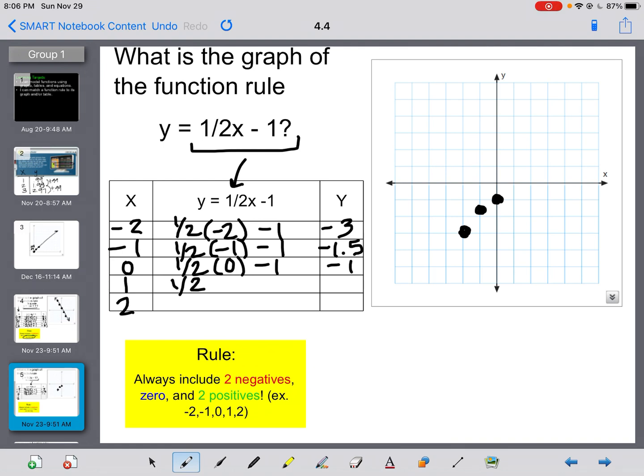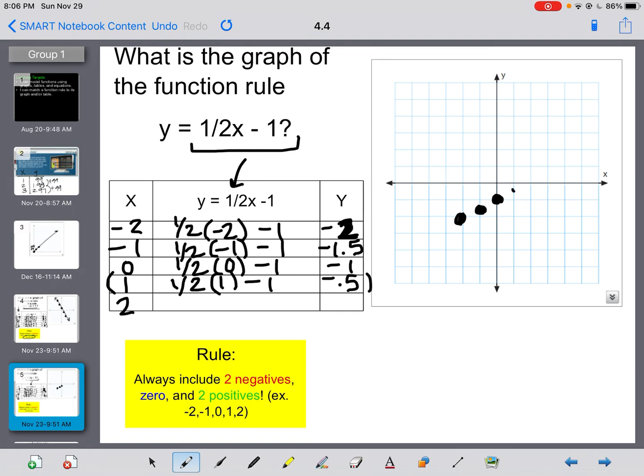One half times 1 is 1/2. Minus 1 is -1/2. This one should have been a -2. Sorry. Let's move that dot. Thought it was looking kind of funny. Right there. Okay, so now I have 1, -1/2.